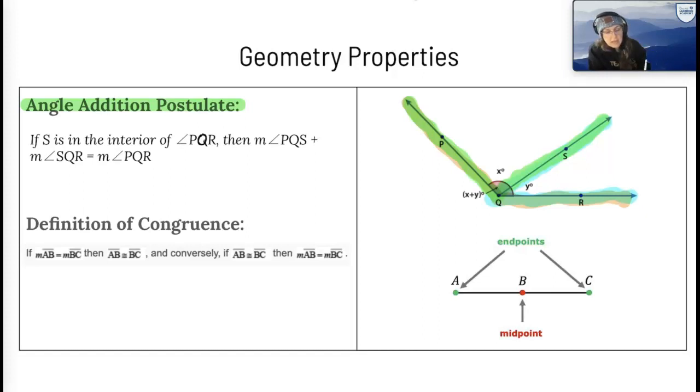And then last but not least, we have the definition of congruence, which means if the measure of AB is equal to the measure of BC, remember, because we're using a midpoint, then AB is equal to BC. And conversely, the other way around, right? Congruent, congruent. Same shape, same size, same measure.